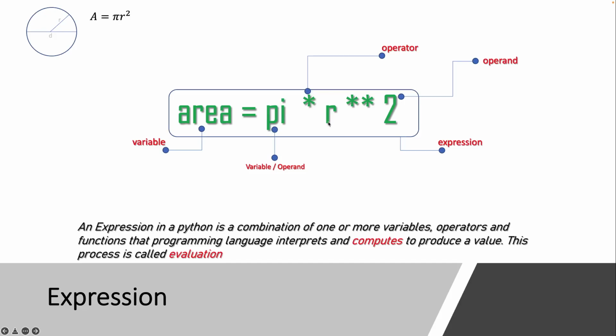Yeah, R is an operand. Double star is an exponent operator. 2 is an operand, and this whole thing we call an expression. An expression in Python is a combination of one or more variables, operators, and functions that the programming language interprets, and it produces some value. This process of producing or computing that value is called evaluation.